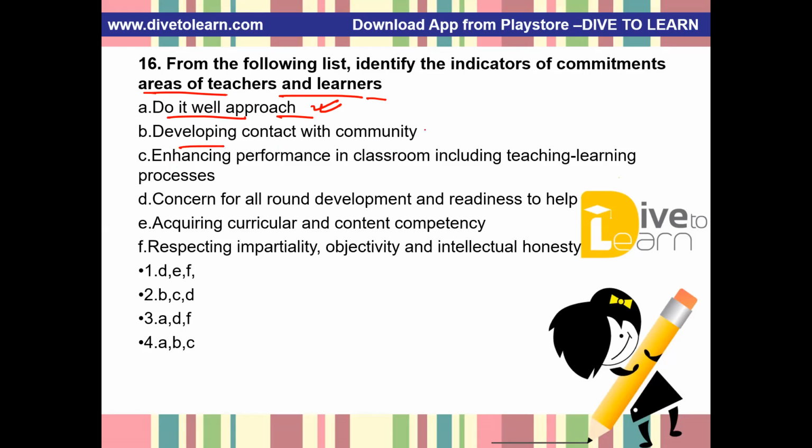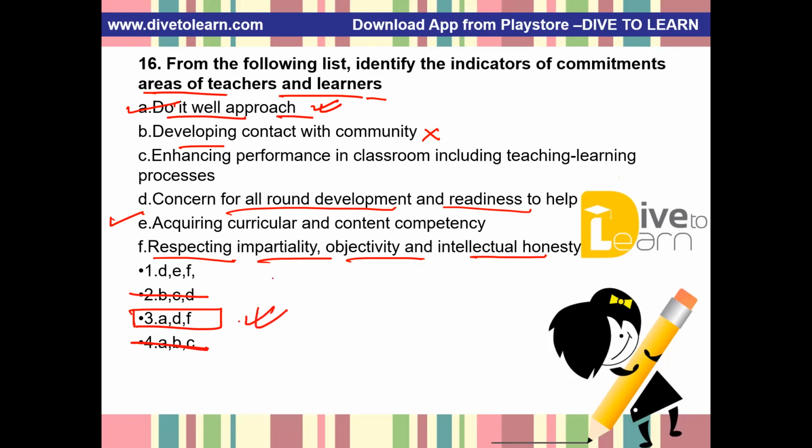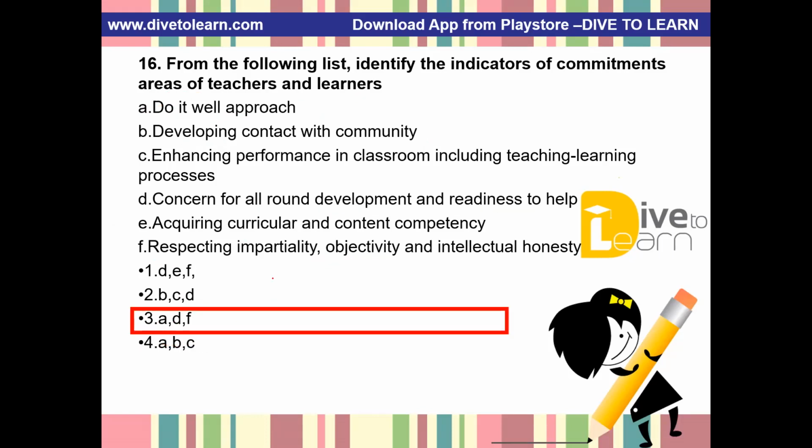Now, this is not that important, so the B options we can eliminate. If we are sure of these, then we can eliminate these options, and that's how we arrive at A, D, F. So do-it-well approach, concern for all-round development and readiness to help, respecting impartiality, objectivity, intellectual honesty. Correct. Always try to go by the elimination method for these questions.